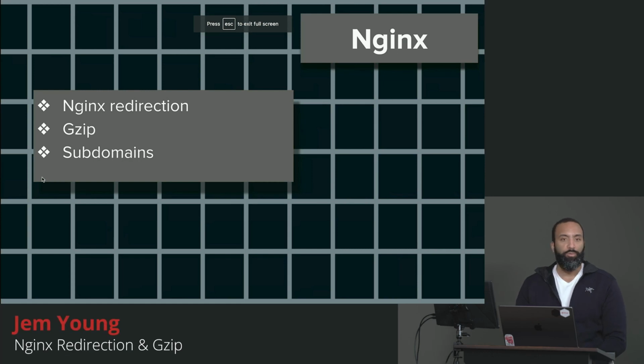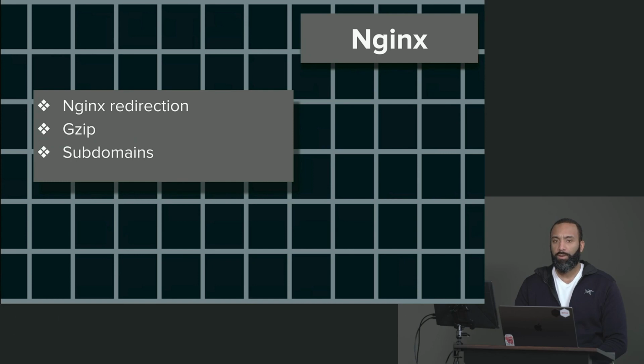So I want to cover redirection. How do you make something redirect to somewhere else from Nginx? Not too hard, but a useful command. We're going to talk about Gzip, what it is, how compression works. And then we're going to add a subdomain to your application, just in case you need one. It's always helpful to do that, and it's not too tricky, but it's not as intuitive as you'd think.